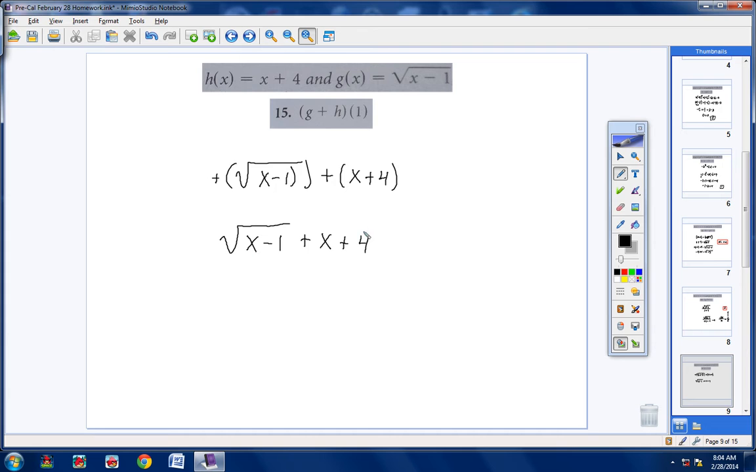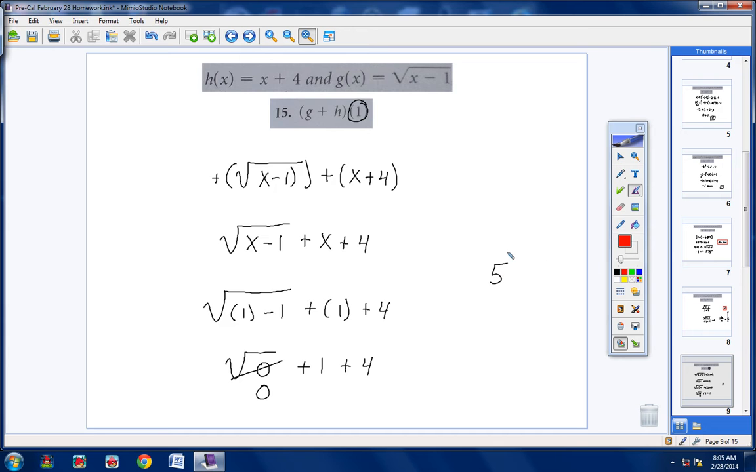And now everywhere there's an x, I'm going to substitute 1. There's really no simplifying you can do here. So I would have the square root of 1 minus 1 plus 1 plus 4. Now under the radical, 1 minus 1 is 0. A positive outside of a positive leaves everything alone, so positive 1, positive 4. And now the square root of 0 is 0. 0 plus 1 plus 4 is 5. So the answer to number 15 should be 5. Okay, 5. Now we're going to move on.